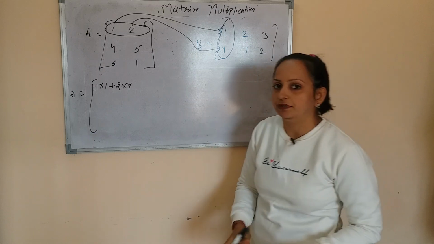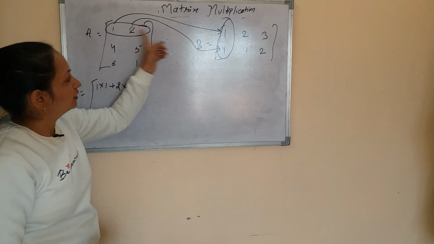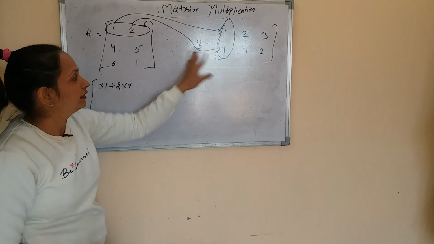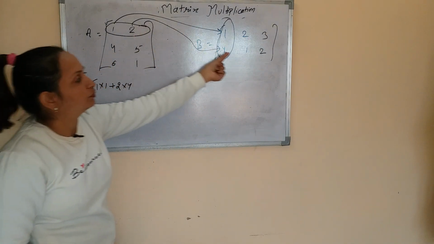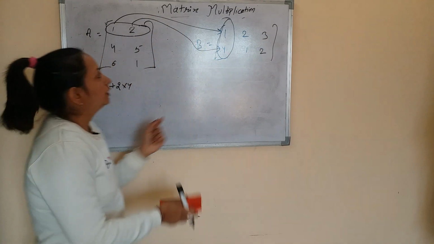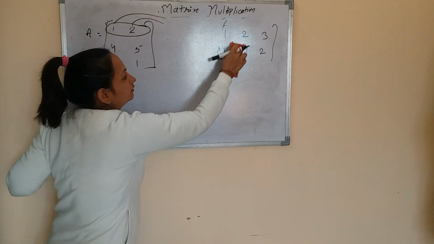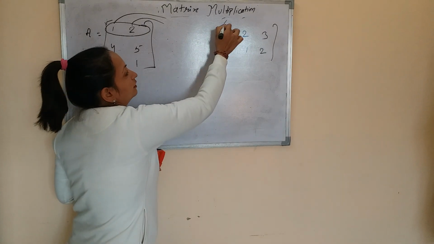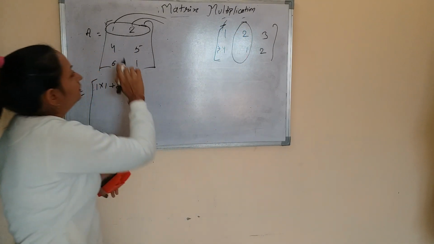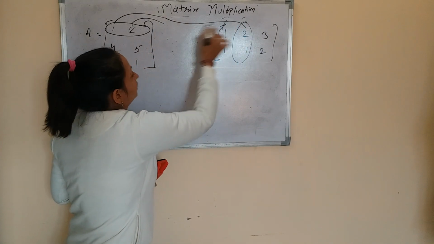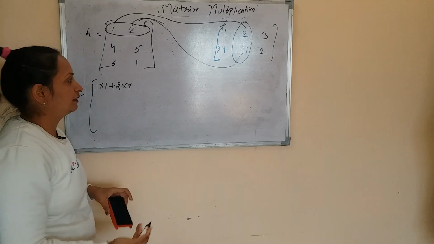In the last example we had only one column, so we multiplied the first row to this column and that's it. But here we have two more columns, so we have to multiply this row to these columns also. Okay, so we are done with this column. Now we are moving to this column, and the same row will be multiplied to these, first element to the first element and the second element to the second element.